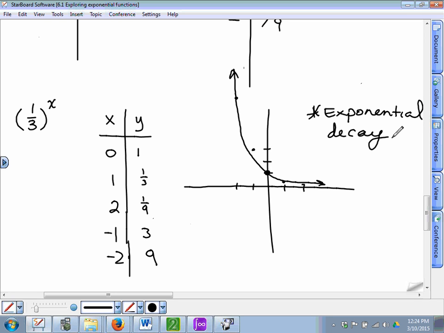You'd see it in a science class if you were studying radioactive material. Have you heard of half-lives, right? When do you study that? Chemistry? Physics? Chemistry? Half-lives, it's just exponential decay. You start out with a lot, and it decreases by half every time, which is kind of what's going on here. Here it's decreasing by 1/3 every time, but it's the same thing as exponential decay.